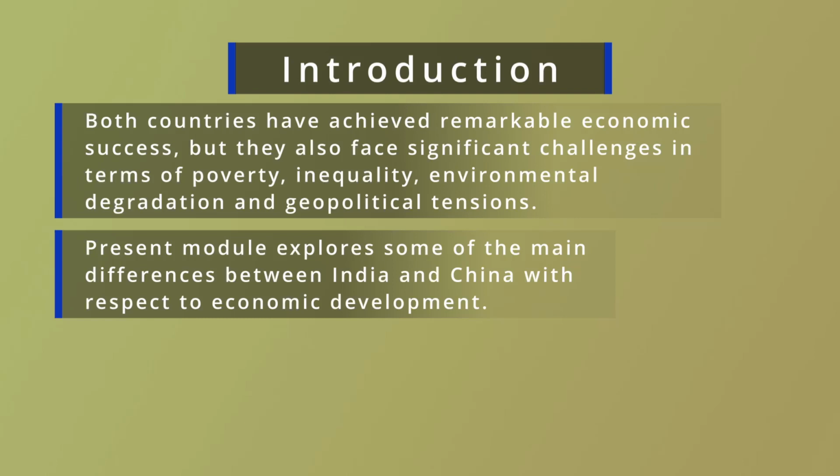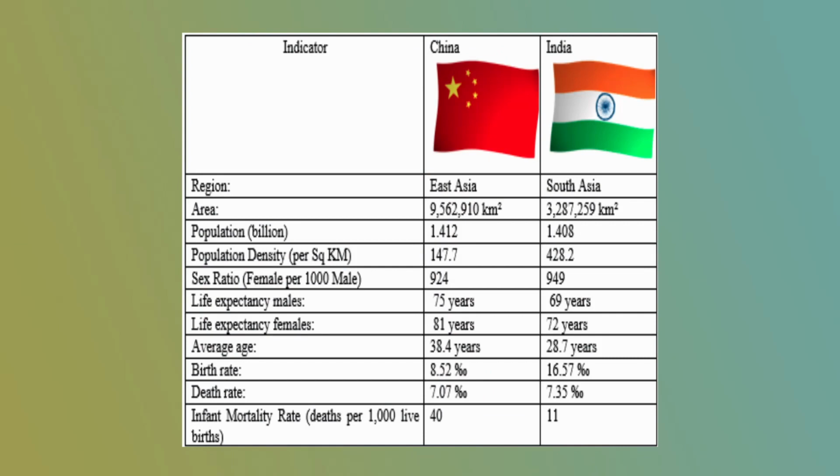From this map, it is clear that India is located in the South Asia region, whereas China is located in the East Asia region. As regards the size of these two countries, China is larger than India, and it is 3 times larger than India. And this information helps us to understand some specific features in respect of the population and the demographic profile.